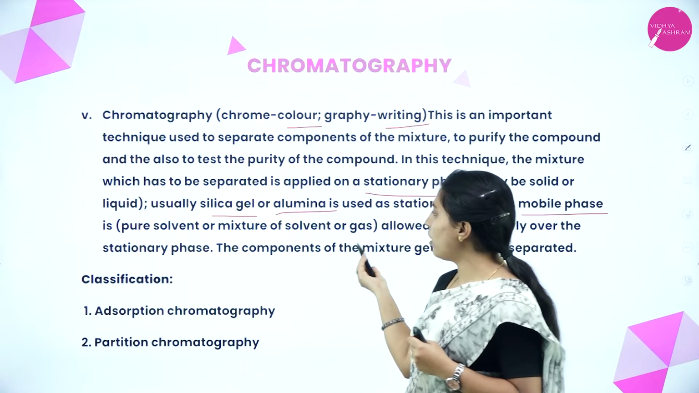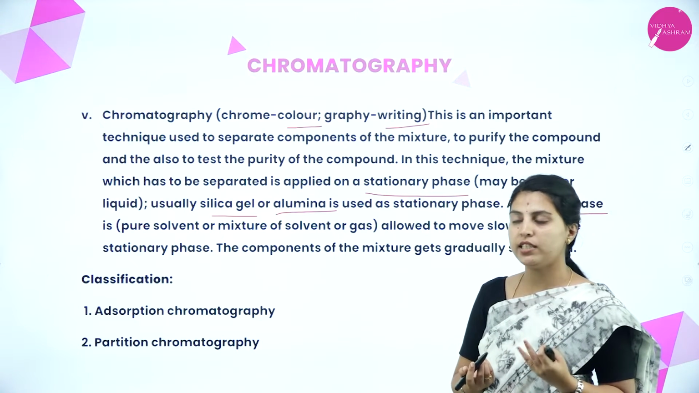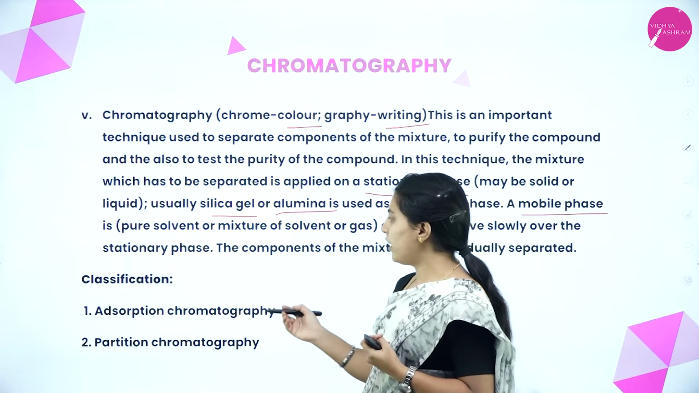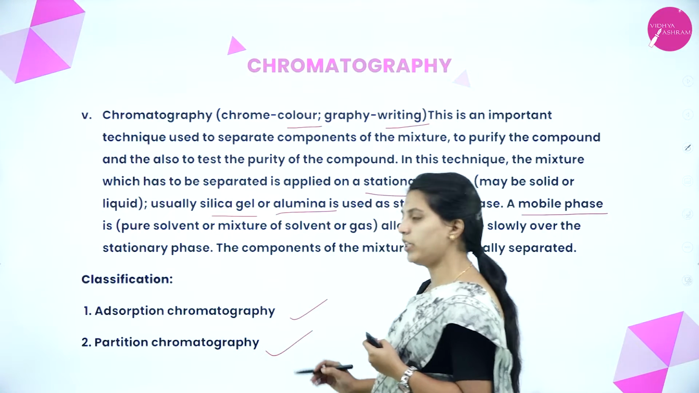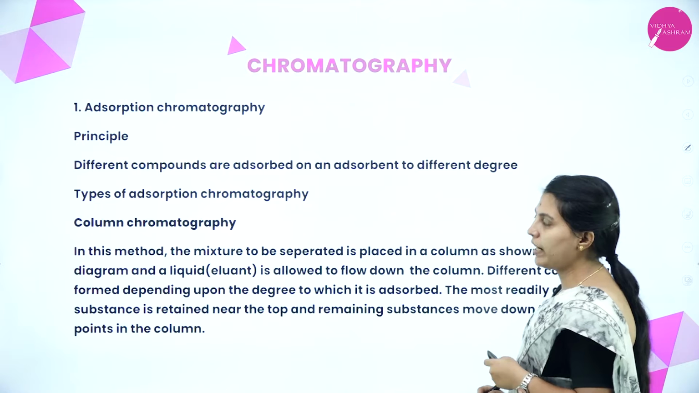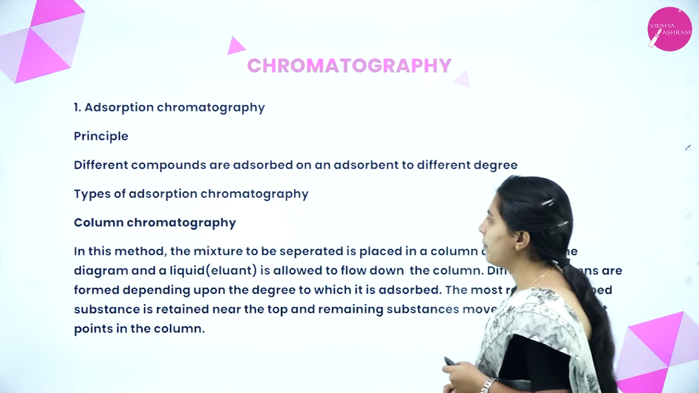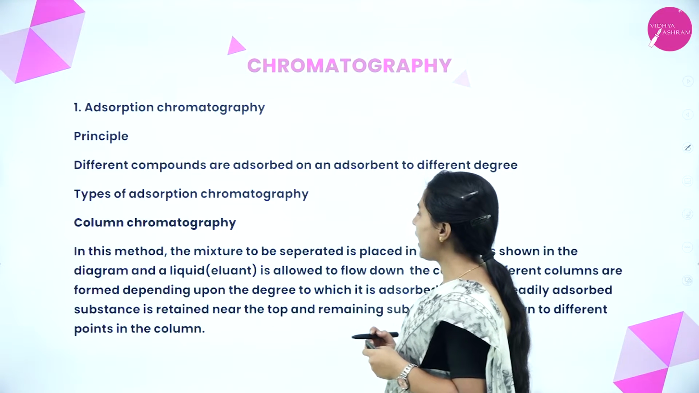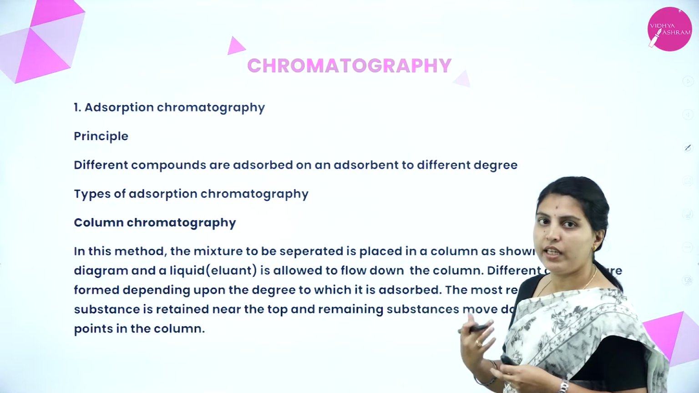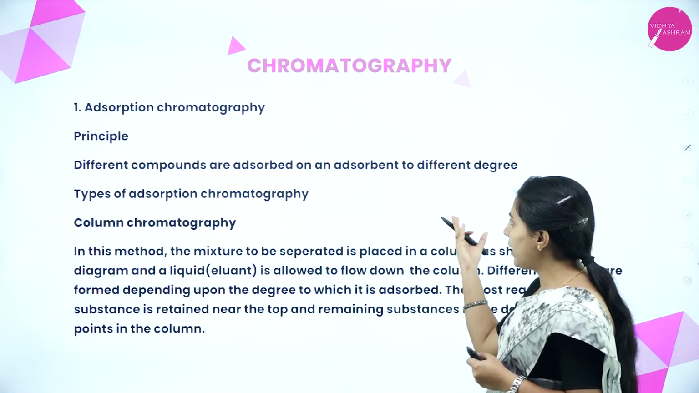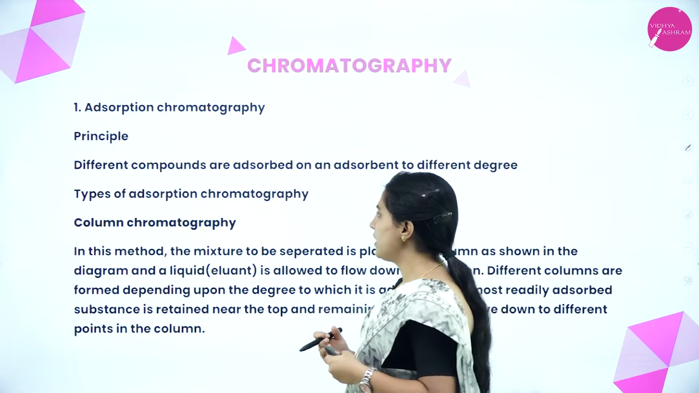Next, a pure solvent or a mixture of solvents will be used as the mobile phase. There are two kinds of chromatography: adsorption chromatography and partition chromatography. We will see adsorption chromatography here. Principle: different compounds are adsorbed on an adsorbent to different degrees.